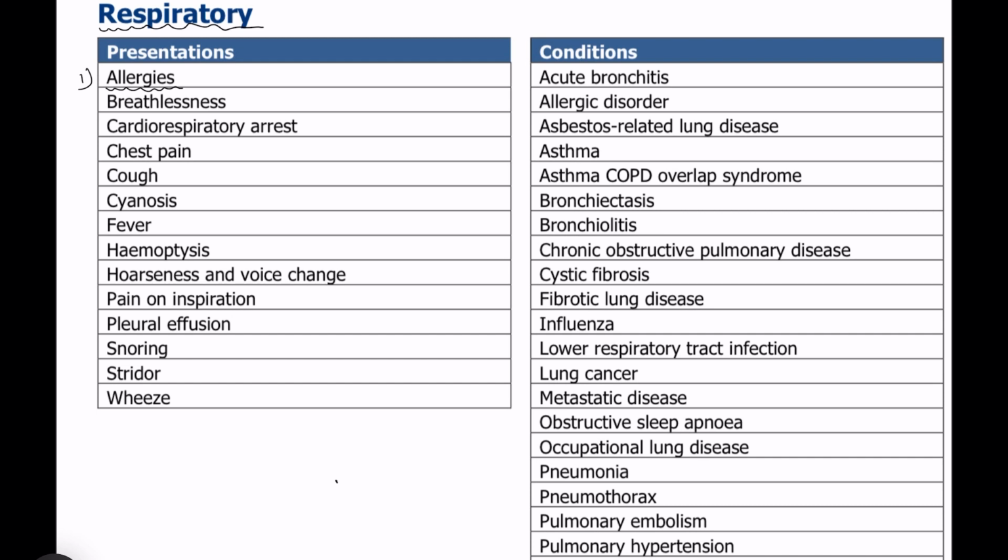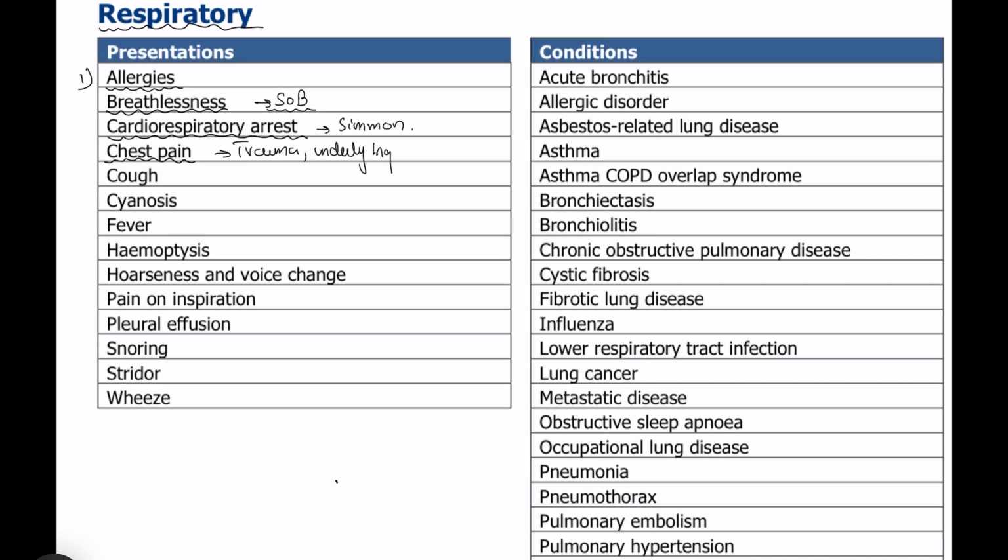Allergy, the patient can present with different allergies. It can be rash, it can be difficulty breathing, it can be a runny nose. Patient can present with breathlessness, which is the shortness of breath, and which is one of the most common presentations. Patient can present with cardiorespiratory arrest and has to be resuscitated. This is usually in the form of a Simmons station. Patient can present with chest pain.